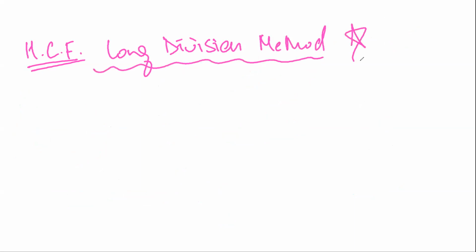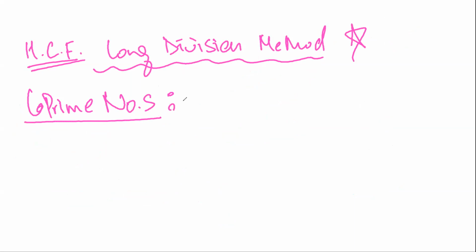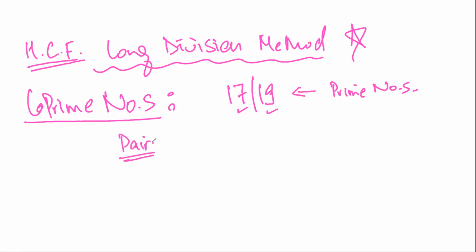Mr. Sarthak, is it okay? Give me one example of a pair of prime numbers. So 17 and 19. Both of these are prime numbers. Now give me an example where the two numbers are not prime, but the pair is co-prime. Have you understood? Pair is co-prime. So give me another example.